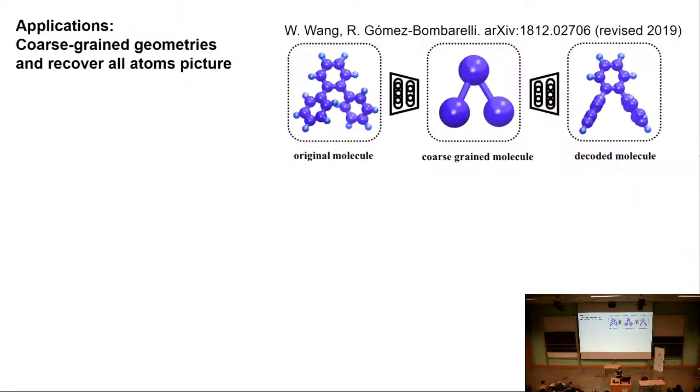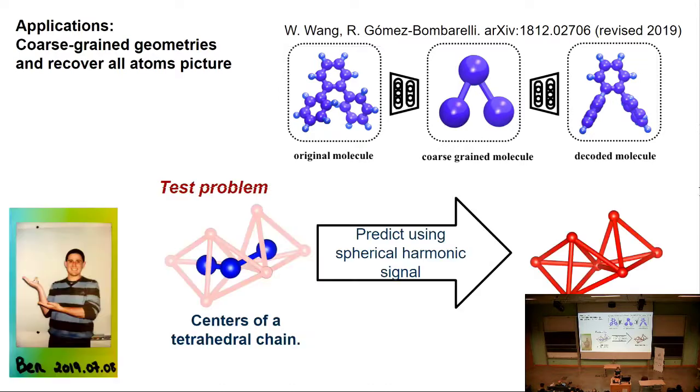Another application, I was talking with my friend Rafael Gomez-Mobarelli. He's a professor at MIT, and his awesome grad student Wuji Wang. They put out this super nice paper for doing autoencoders for coarse graining. If you do an all-atom molecular dynamics simulation, that can be super slow if you have many, many atoms. So oftentimes you simplify the problem by using coarse grain atoms to represent your molecules. And oftentimes you want to go back to the decoded molecule. And so my awesome intern, Ben, we said, okay, well, let's consider a test problem.